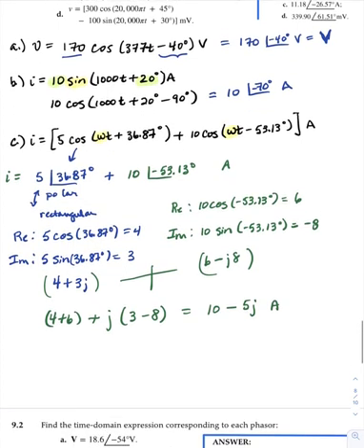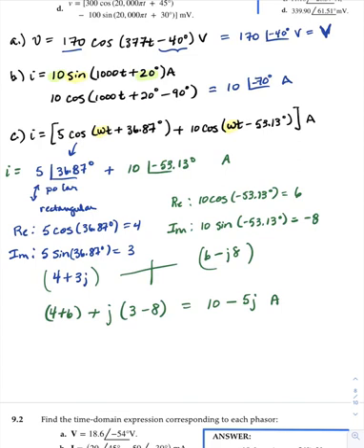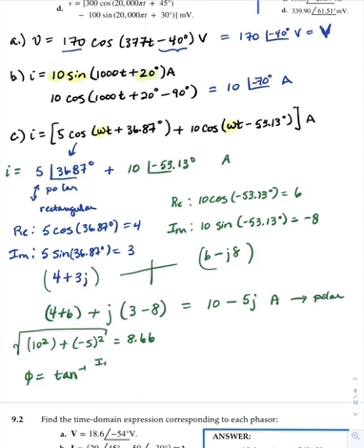All right, so let's put it back in polar form. And to go back to polar form, we use the Pythagorean theorem, so it'd be the square root of 10 squared plus minus 5 squared, and that would give us 11.18. And phi is equal to the inverse tangent of the imaginary over the real. So that is minus 5 over 10.